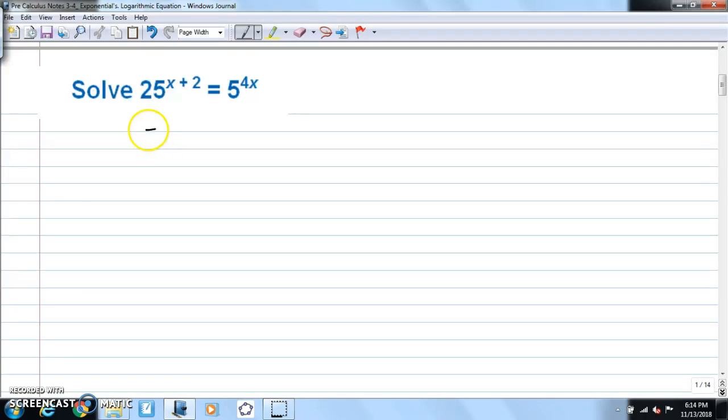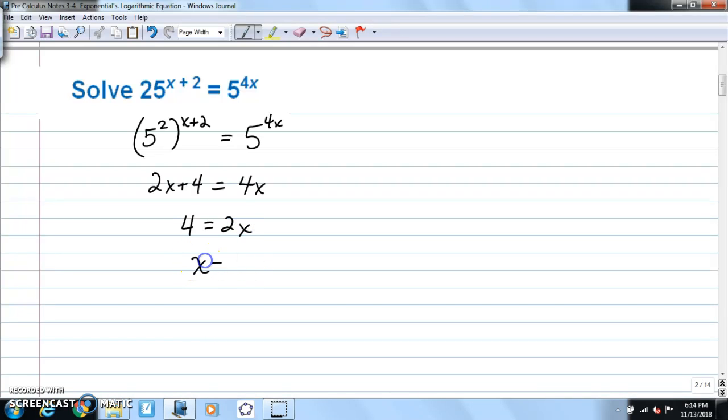Okay, so this could be 5 squared to the x plus 2, and this is 5 to the 4x. So this is 2x plus 4, and this is 4x. Solving that, again, dividing through by 2, we get x equals 2. And you could check that by putting it in. 25 to the 4th, does that equal 5 to the 8th? Well, yes, it does.